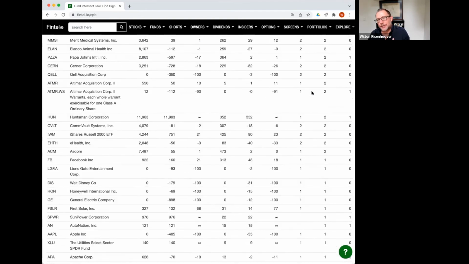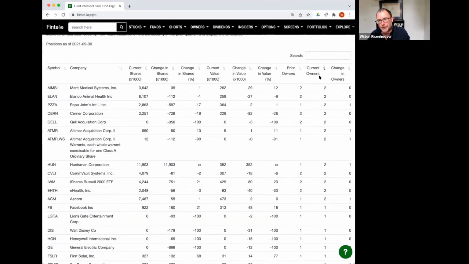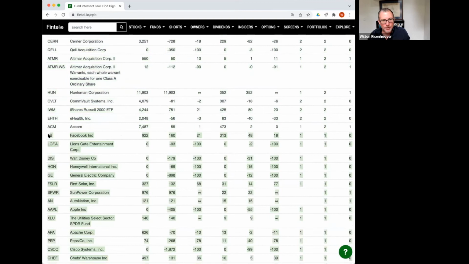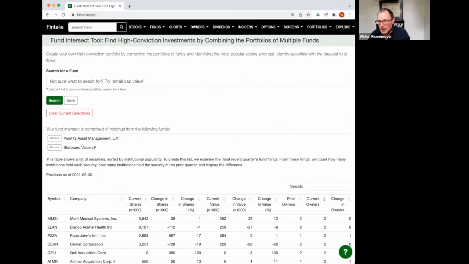It actually isn't even just the funds, all the companies held by all of them. And I can sort by both. So obviously current owners greater than 2 is the ones that are held by both. And these are all the ones that are held by just one company. Okay. So this is really interesting. Like, this can be really powerful.